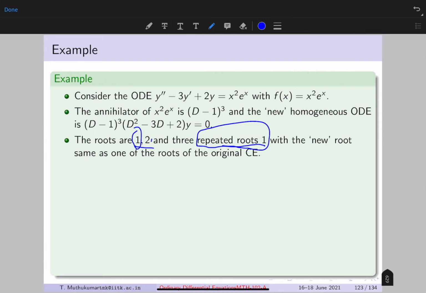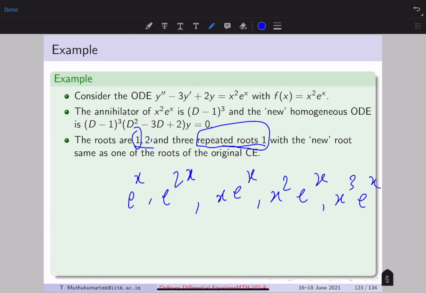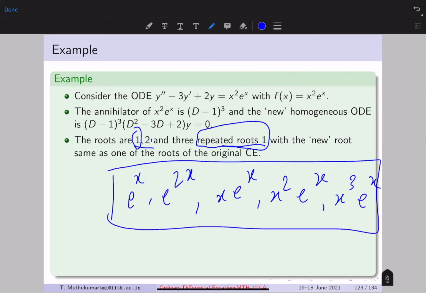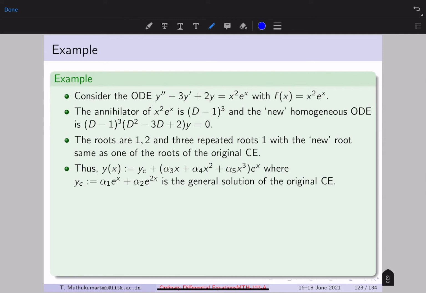So this is a fifth order equation. So the solution space is actually generated by 5 linearly independent functions. What are these 5 linearly independent functions? One is of course e power x, and then e power 2x, then it should be e power x 3 times, but e power x is already there, so it's x e power x, x square e power x, and x cube e power x, right? That's a linearly independent choice. So now you have 5 linearly independent functions. Okay, so that's what I have said here.